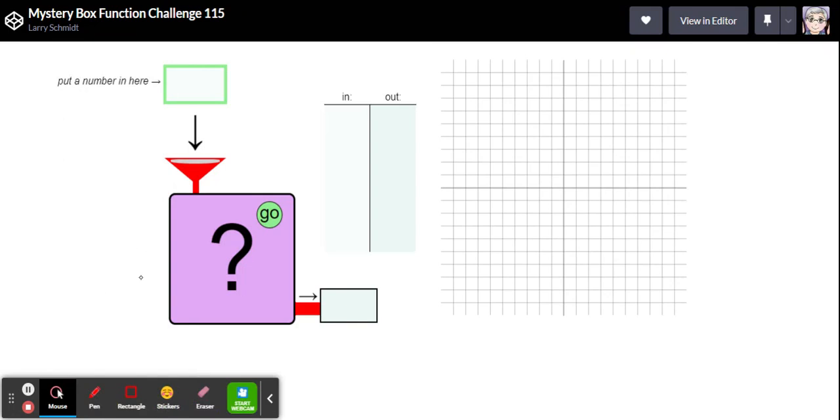In the purple mystery box there's some math and your challenge is to figure out what that math is. You can do that by clicking the link in the description and trying this out. When you think you've got it, come on back and see if we get the same thing. All right, let us begin today.